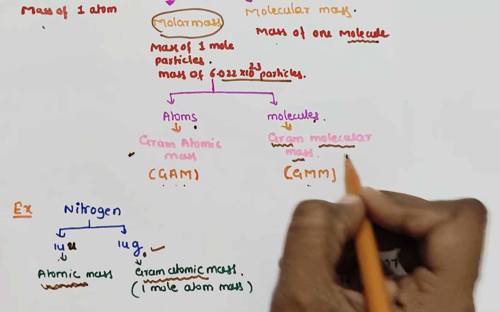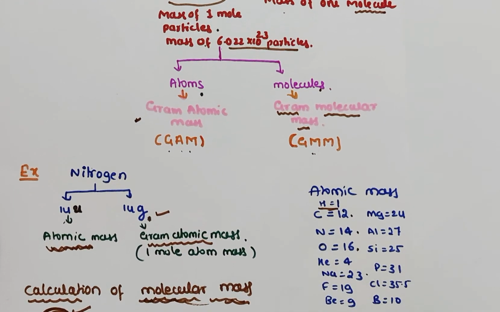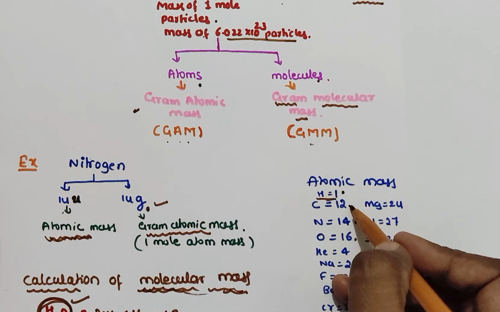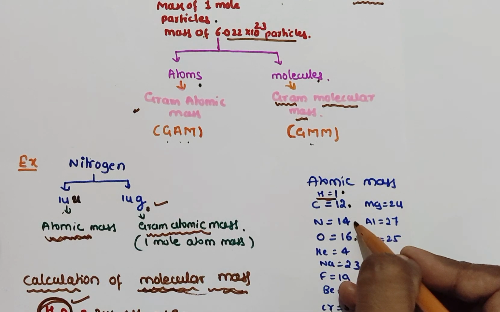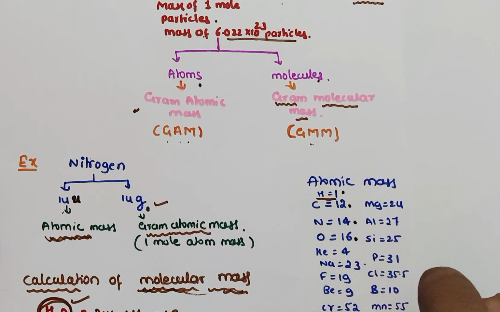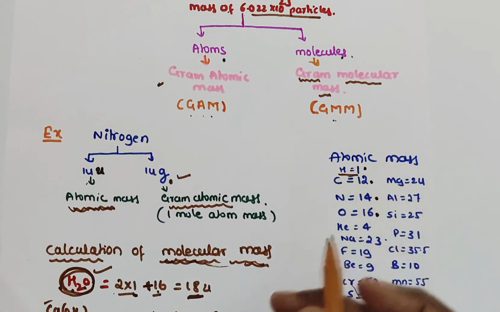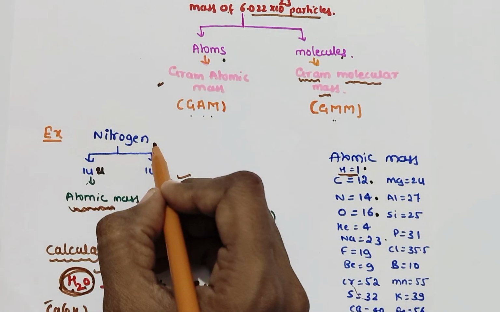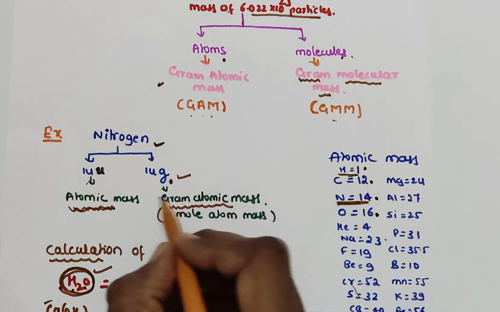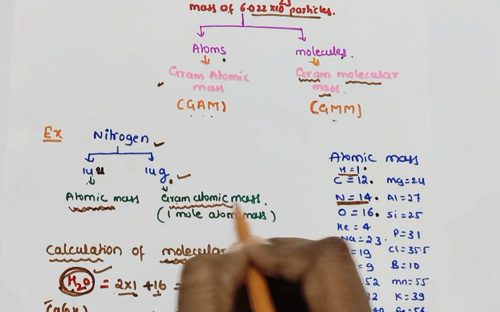For further calculation, we must know the atomic mass of some important elements. For example, the atomic mass of hydrogen is 1, carbon is 12, nitrogen is 14, oxygen is 16, and so on. Next we move towards calculation of molecular mass. The mass of nitrogen is 14. 14 u means atomic mass, 14 gram means gram atomic mass.